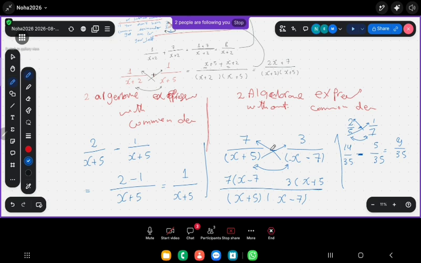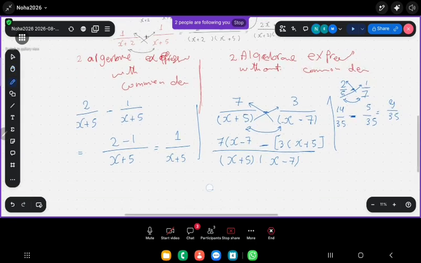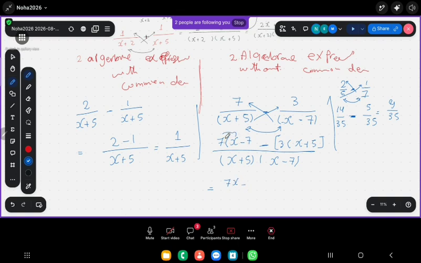And what in the middle? The same sign. It was negative, put negative here. But don't forget to put it with a big bracket like that. So it's going to be 7x minus 49. And here is minus. Look, open your bracket. 3 multiplied by x is going to be 3x. 3 multiplied by 5 is going to be 15. Plus in the middle. And here, my denominator, I didn't change it.